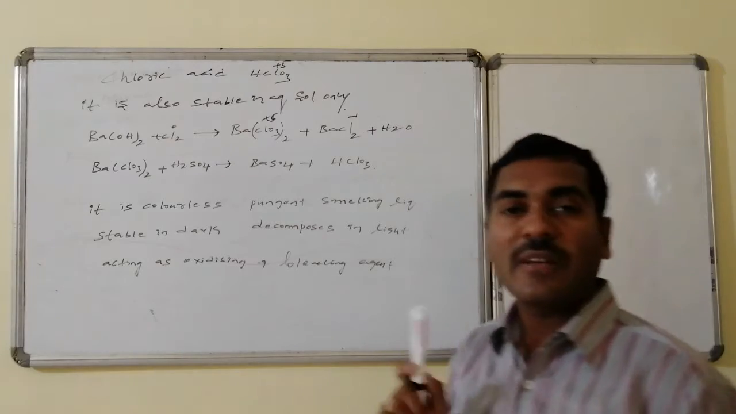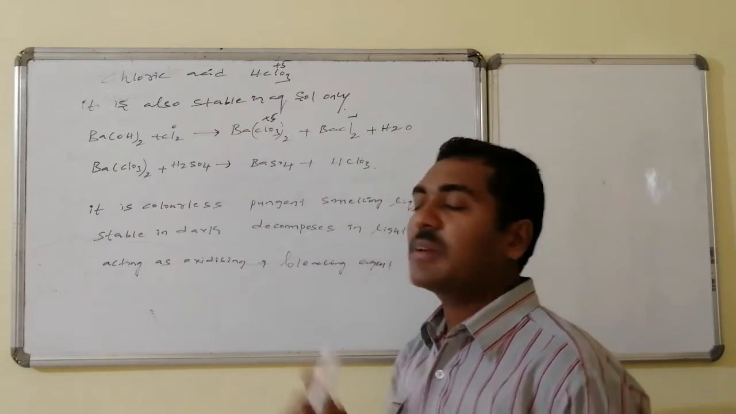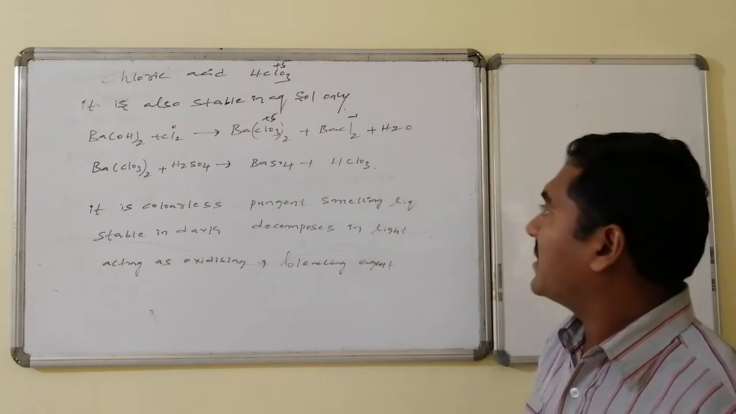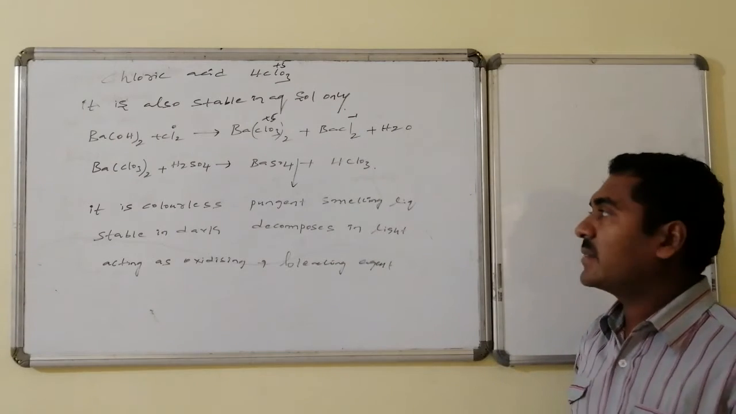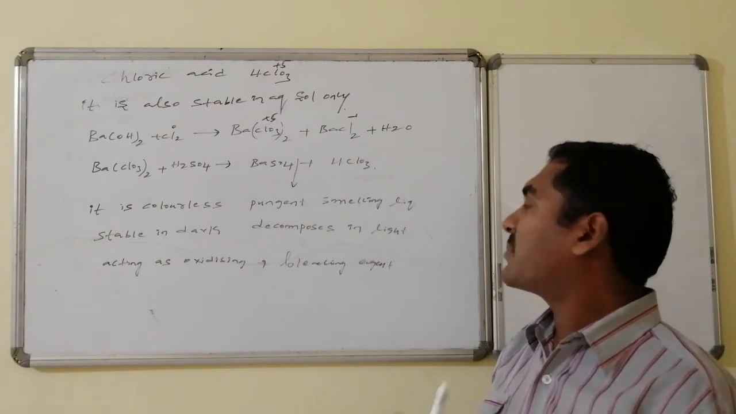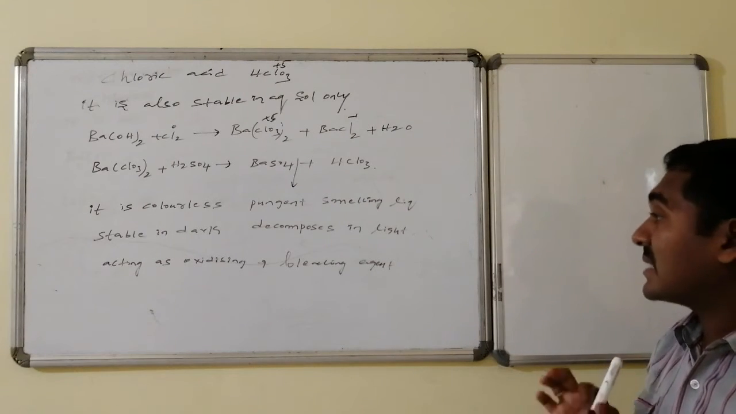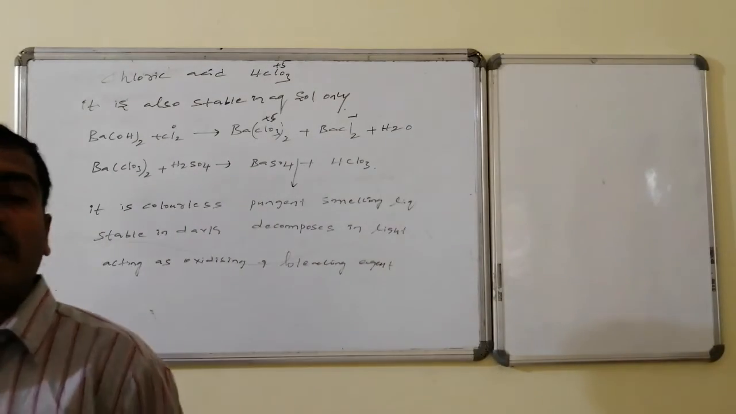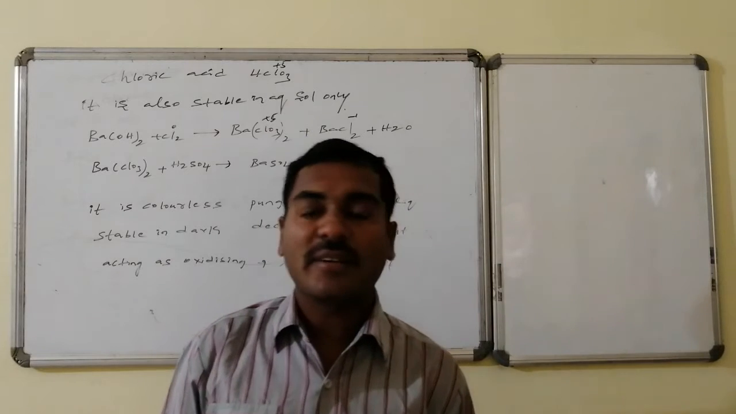followed by barium chlorate, where chlorine has the +5 oxidation state. This barium chlorate on reaction with sulfuric acid is converted to barium sulfate precipitate, followed by an aqueous solution of chloric acid formation. It is a colorless, pungent-smelling liquid, and it is stable in dark but decomposes in light, and it is acting as a strong oxidizing as well as bleaching agent similar to the other oxy acids of chlorine.